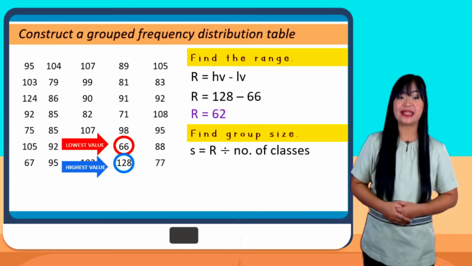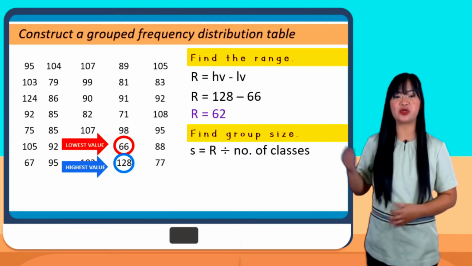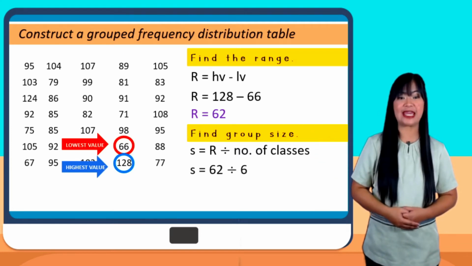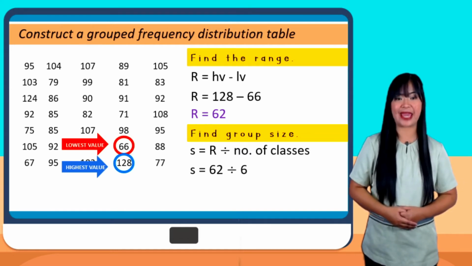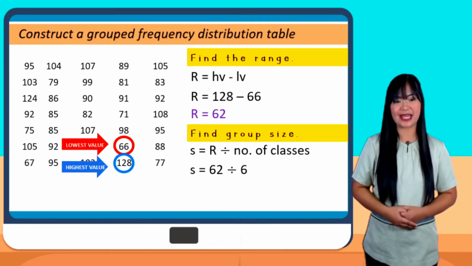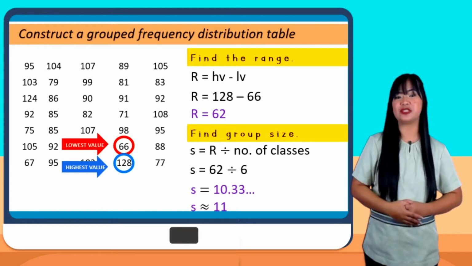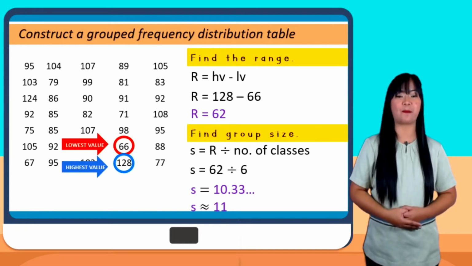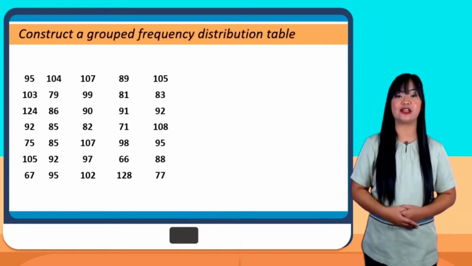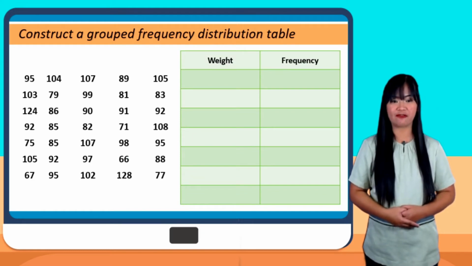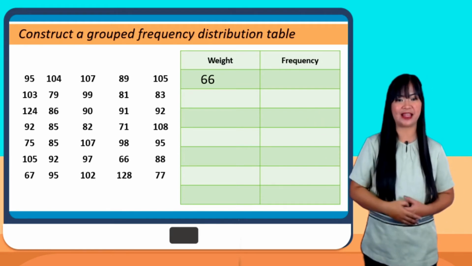That will be R divided by the number of classes. Since R equals 62 and the number of classes given is 6, then we have 62 divided by 6. Therefore, S equals 10.333 repeating, and rounding up to the next whole number, S will be approximately 11. Then, we proceed to determining the start value. The start value can be the lowest score, so we write 66 as the start value.